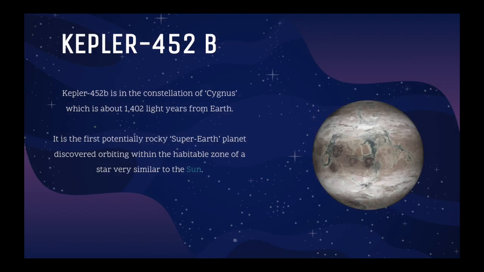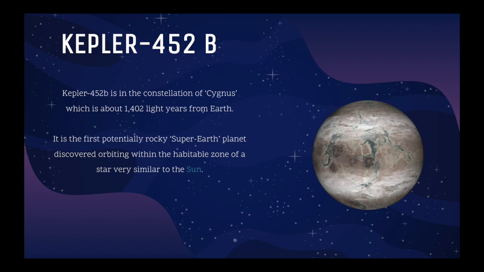Next are some characteristics of the planet Kepler 452b. Kepler 452b is in the constellation of Cygnus, which is about 1,402 light years from Earth. It is the first potentially rocky super-Earth planet.